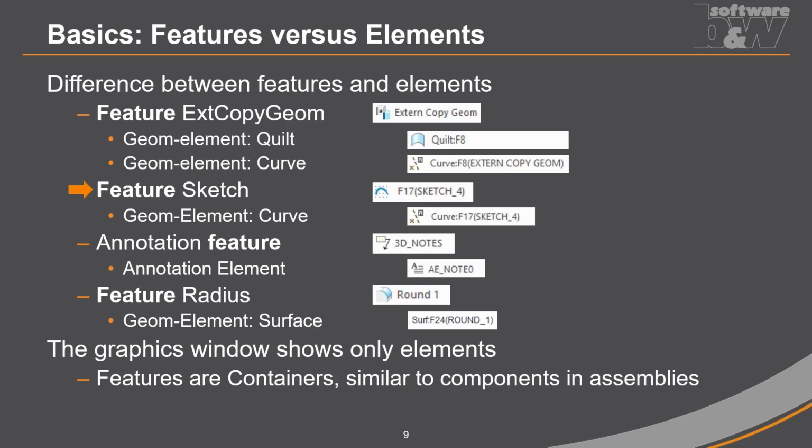In the model tree, you see the sketch, and in the graphics, you see the curves, the lines of it. Even better with the annotation features: you have the annotation feature as a container and multiple annotation elements in it. And finally, even a round is a container with a surface that you see in the graphics. The graphics window shows the elements, and the features are the containers shown in the model tree.